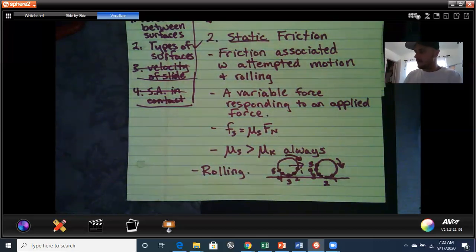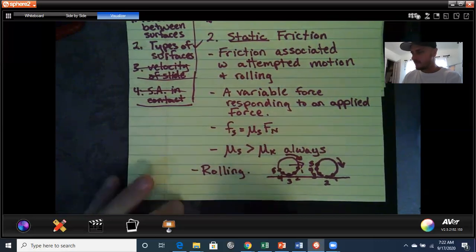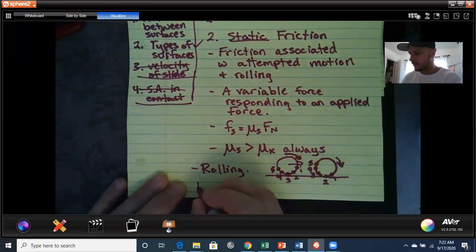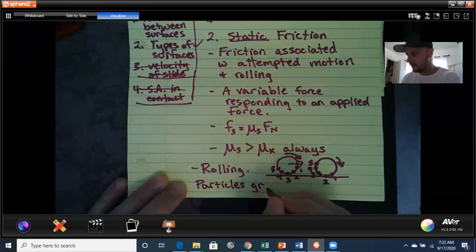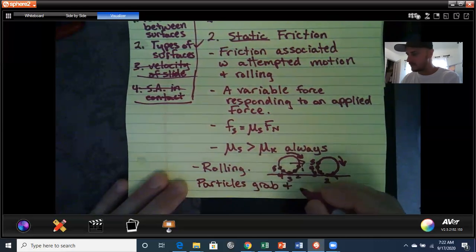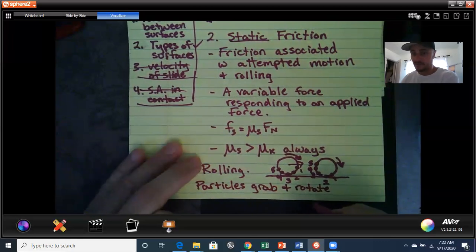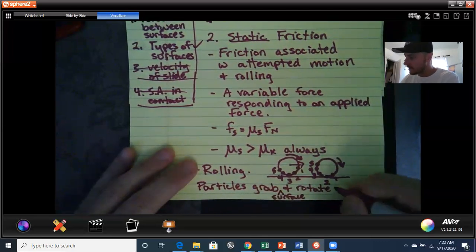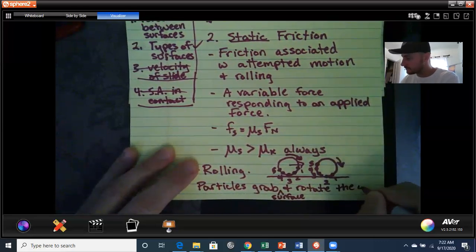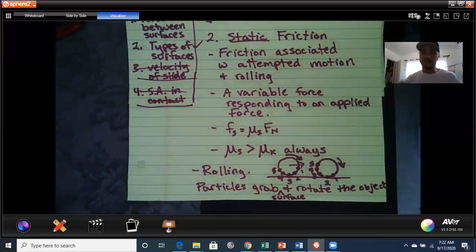Okay. So we could say maybe a little verbiage here would be: particles grab surface and rotate the object. I should have said surface here, so maybe I'll put a little caret here, surface. Very important to understand there is no sliding occurring. Enough with rolling.